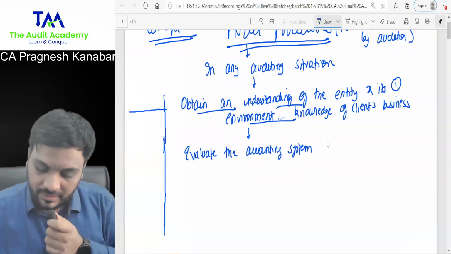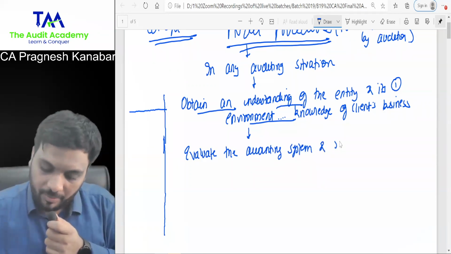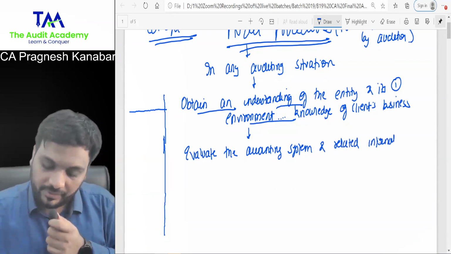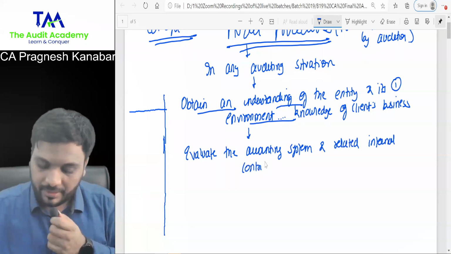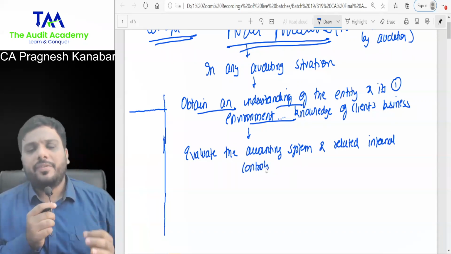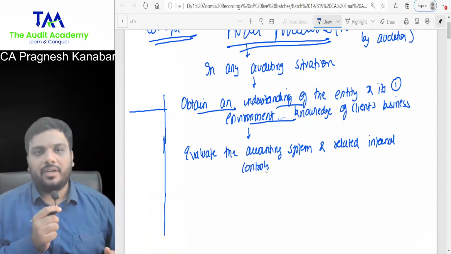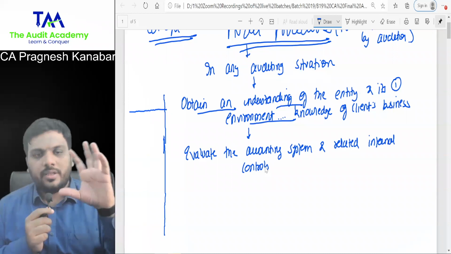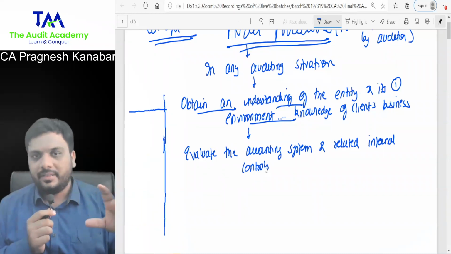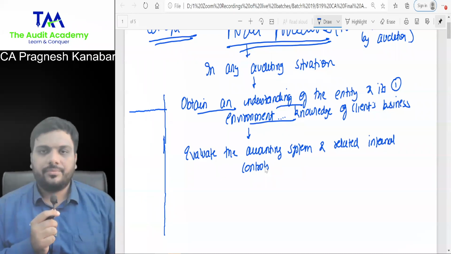So Khushi, this is the step where you try to obtain understanding of their controls. I am going to evaluate the accounting system and related internal controls. Now, if I talk about Air India, everyone understands aviation is their operation, correct? So you can understand what kind of transactions you will expect in their financial statements.